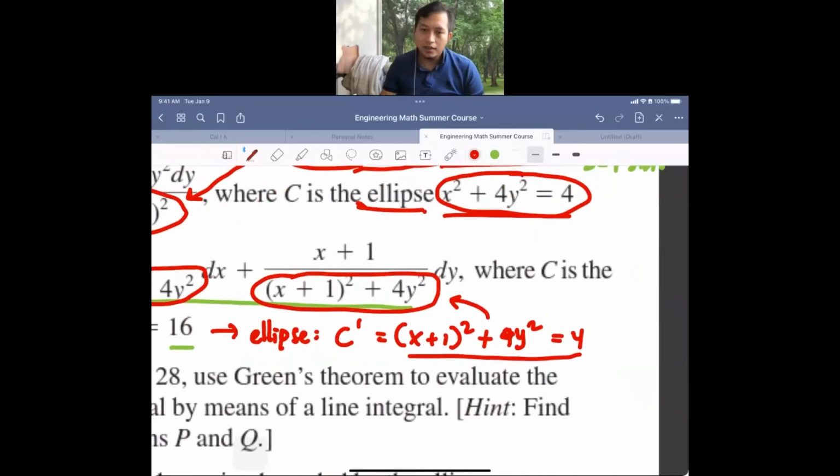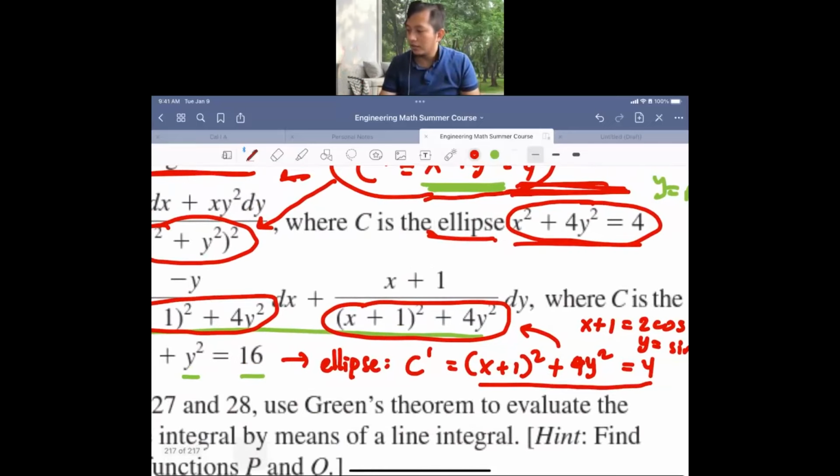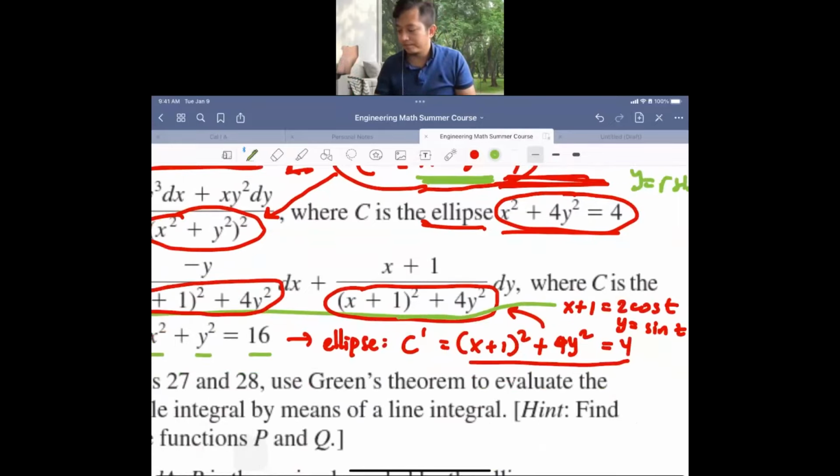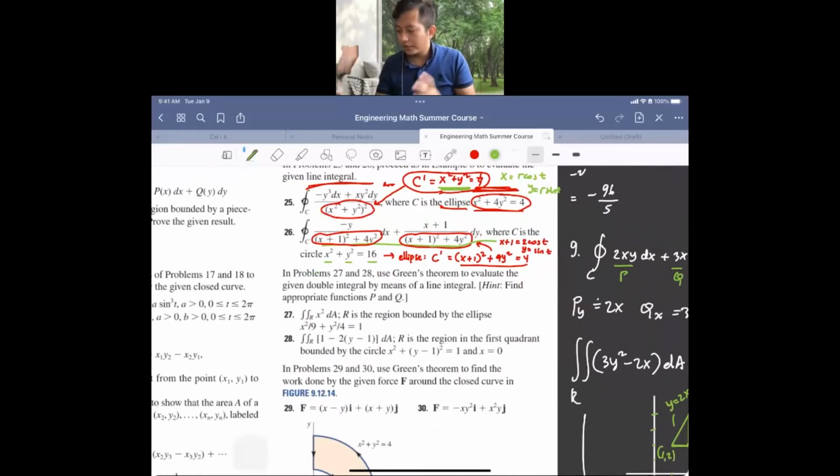So for this one, how can we make our parametric? We could make this x plus 1. Instead of just x, we could take x plus 1 equal to 2 cos t, and y is sine t. And then I think it's easy to look at. And we could make these substitutions, which makes the computations easier.